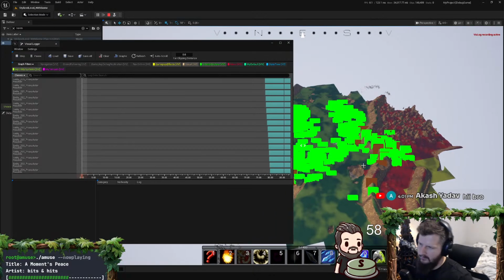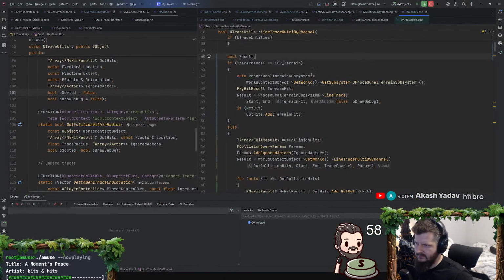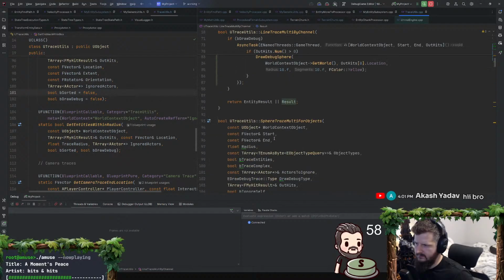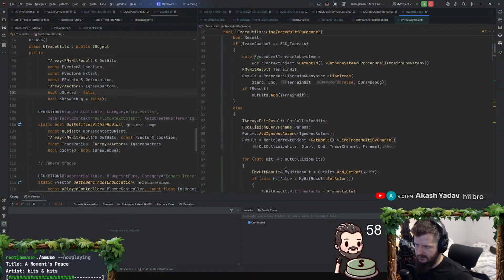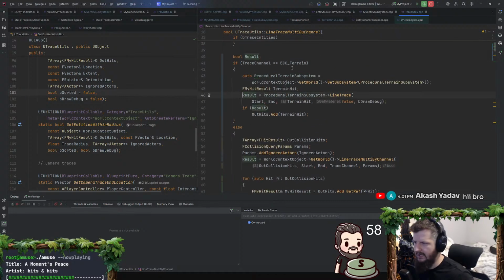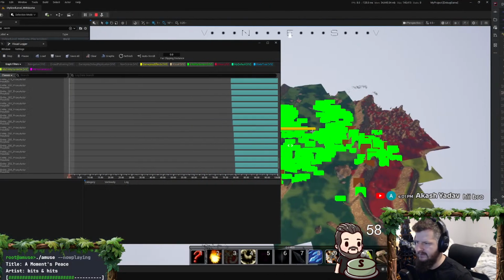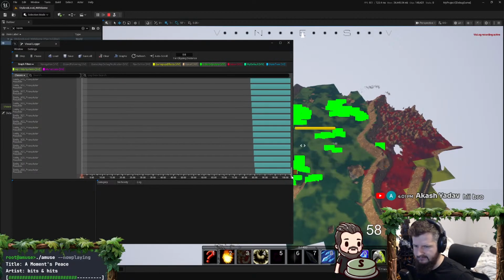Oh, you know what I bet it was? Entity result or result. I bet it just returned false here because I never... Yeah, I never put the... Okay, I bet that was the fix. I think I accidentally fixed it.